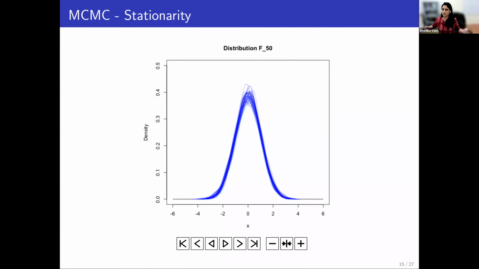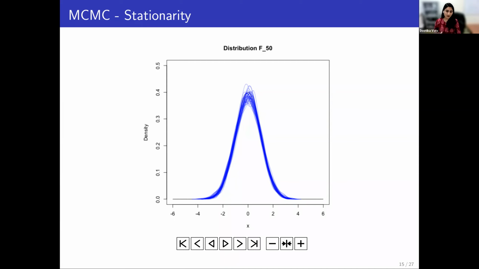There's randomness, of course, because this is a random process. But when I overlay all of them, there's no trend. They look very similar, statistically similar to each other. Right? This demonstrates stationarity for me: the fact that I'm starting from F and then I'm retaining F as I keep going along.